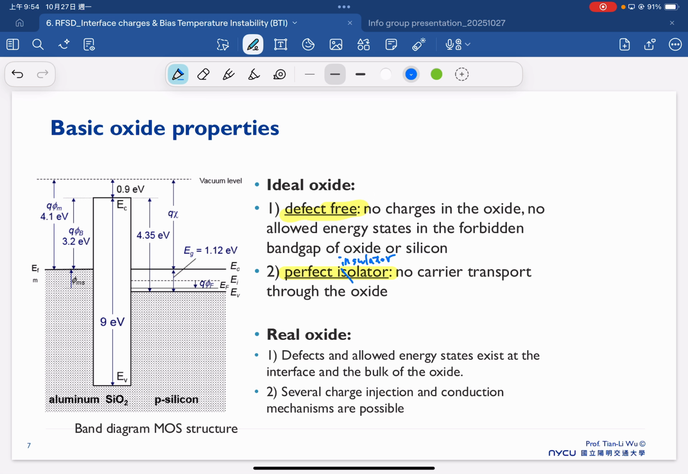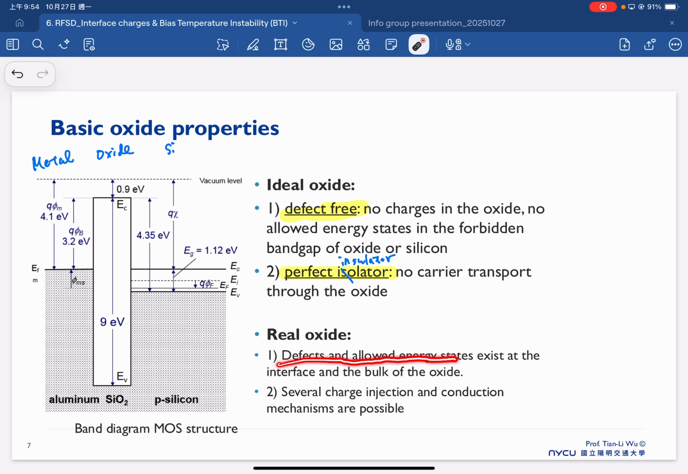The left hand side is one of the band diagrams that we normally use to understand the MOS system. This is the metal, this is the oxide, this is the silicon. So we can have this typical band diagram to illustrate the MOS system here. And we always have defects and allowed energy states existing at the interface.